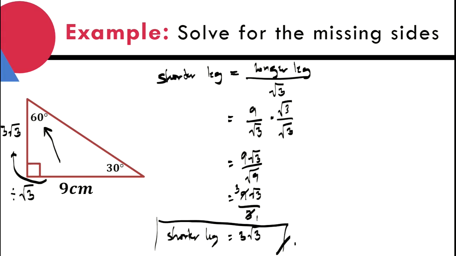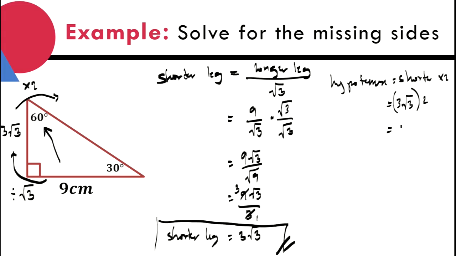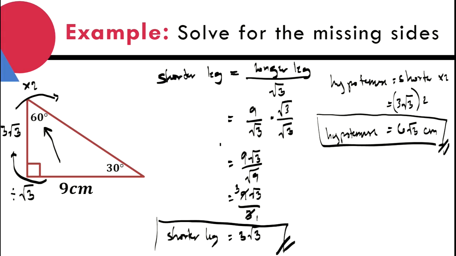Next, for the hypotenuse. To get the hypotenuse, we need the measure of the shorter leg. We already have the value of the shorter leg, and the pattern is shorter times 2 to get the hypotenuse. The measure of the shorter leg is 3 square root of 3 times 2. 2 times 3 is 6 square root of 3 centimeters. So hypotenuse is 6 square root of 3 centimeters.